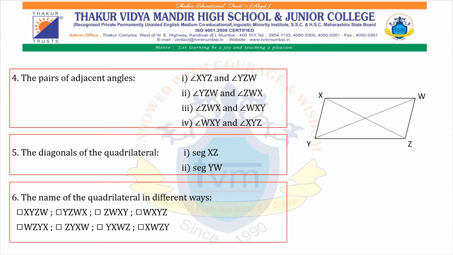The name of a quadrilateral in different ways. So there are 8 ways you can write the names. Quadrilateral XYZW, quadrilateral YZWX, quadrilateral ZWXY, quadrilateral WXYZ. Then quadrilateral WZYX, quadrilateral ZYXW, quadrilateral YXWZ, quadrilateral XWZY.